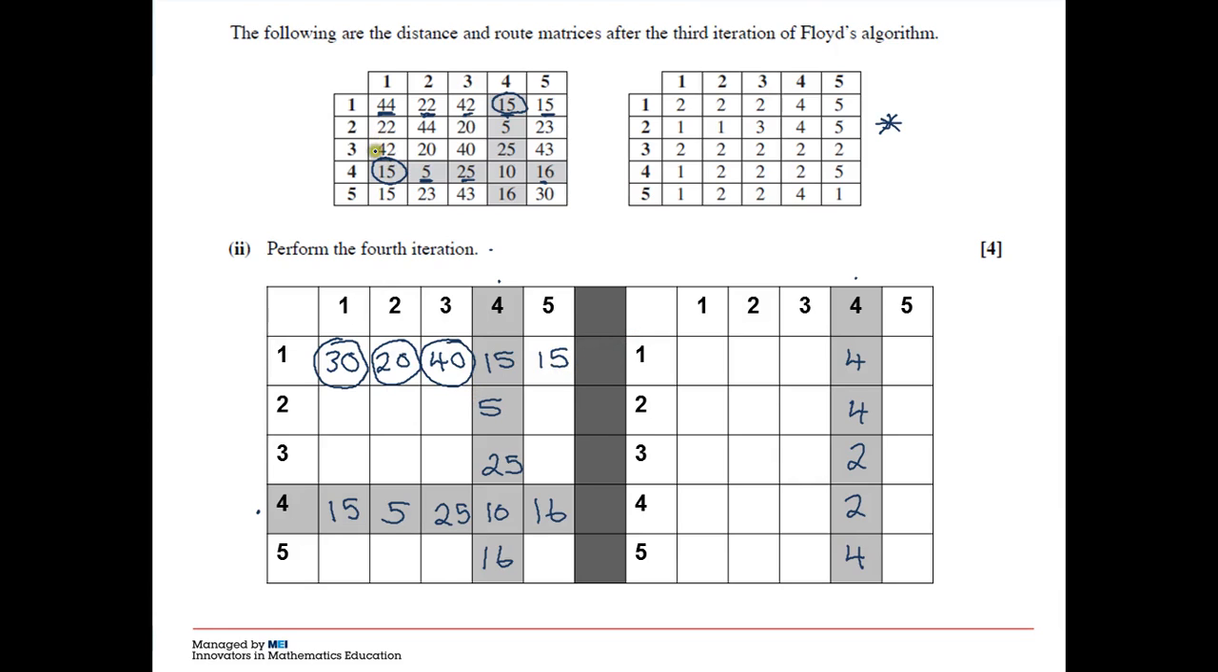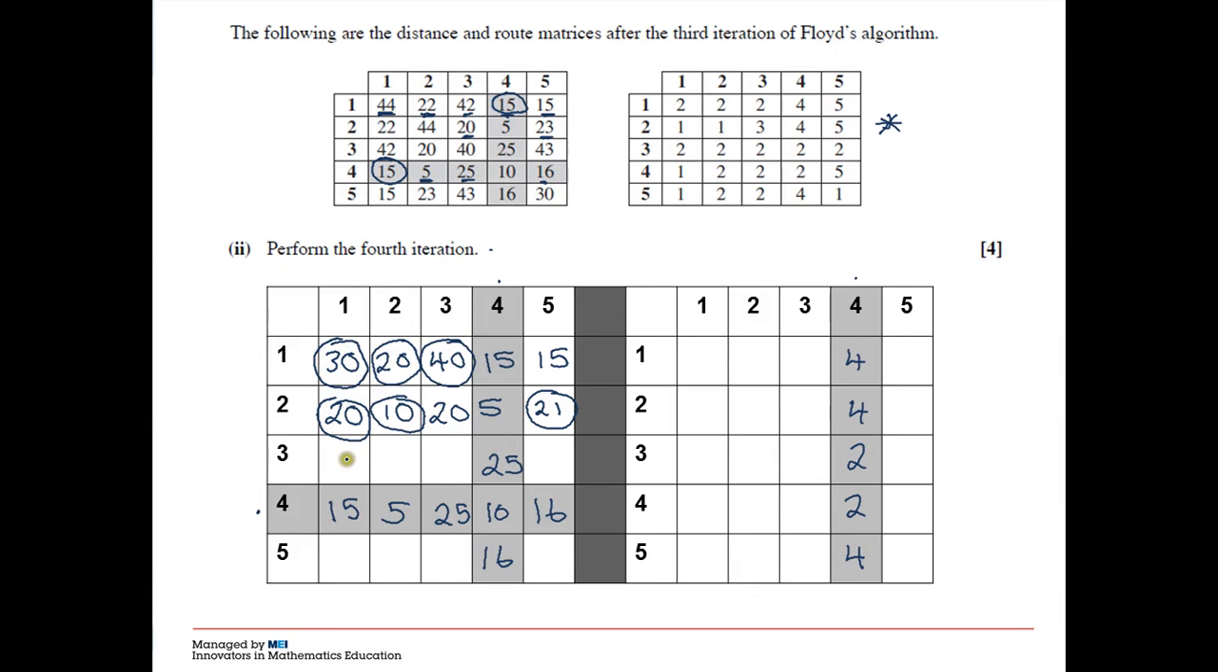So on row 2, 15 plus 5 is 20, smaller than 22. 5 plus 5 is 10, which is smaller than the 44. Then I have an entry 20, 25 plus 5 is not smaller than 20, so I leave that as it is, and I should make sure that I put my rings around there. And on this side, 5 plus 16 is 21, which is smaller than the 23, so I'll put that one in there.